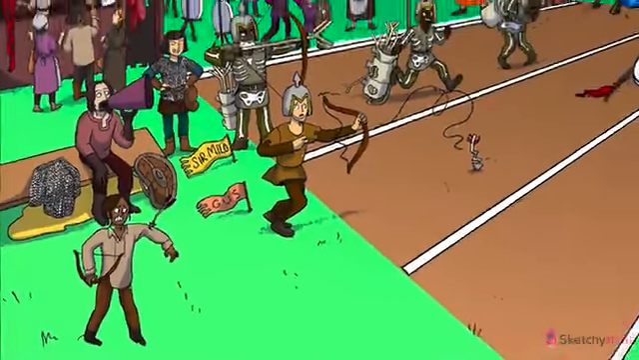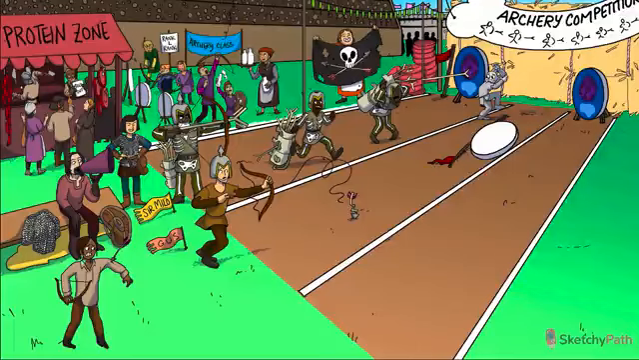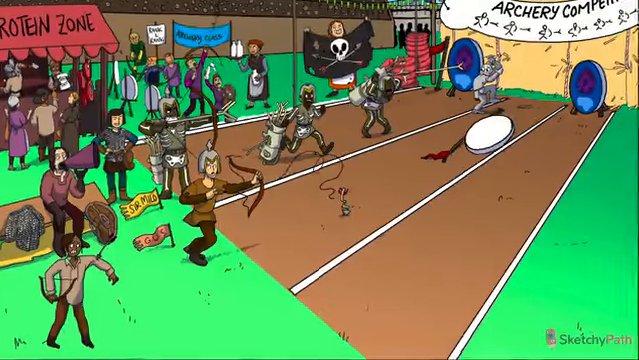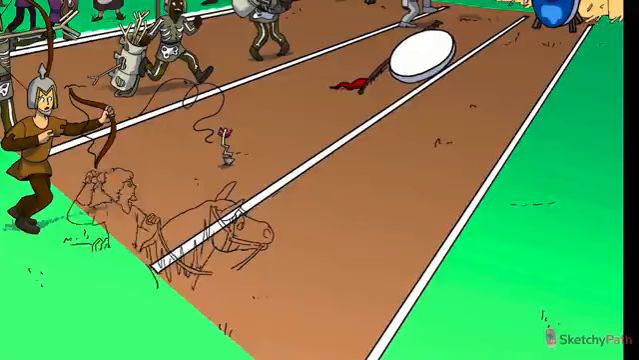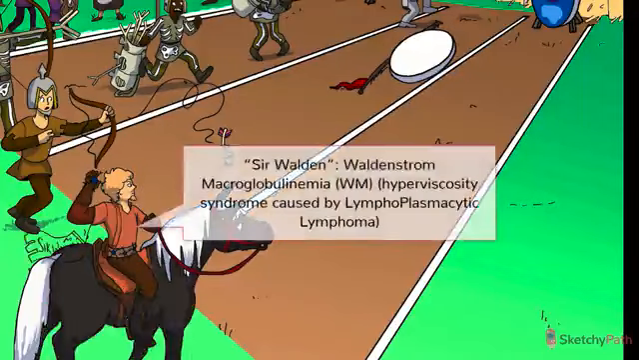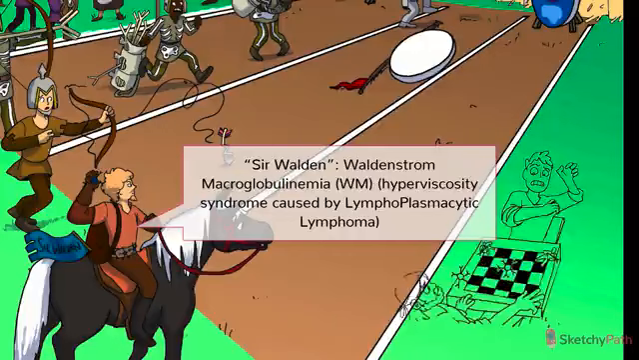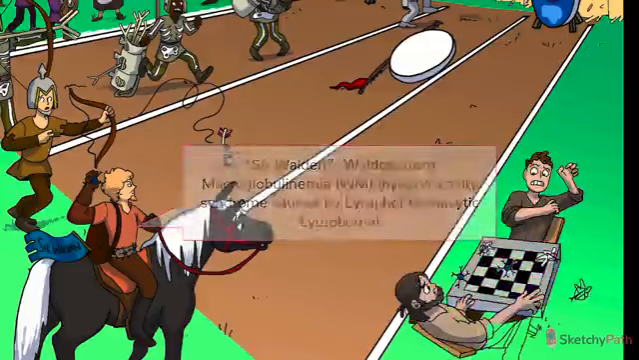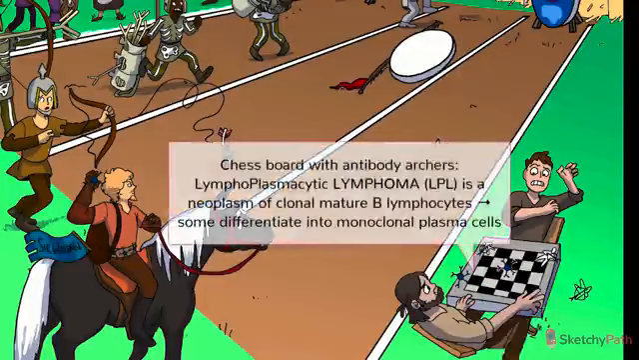Well, that's it for multiple myeloma, the biggie when it comes to plasma cell dyscrasias. Now let's meet our last competitor, depicting one more plasma cell neoplasm. Introducing Sir Waldenstrom, the embodiment of lymphoplasmacytic lymphoma, which can cause a condition called Waldenstrom macroglobulinemia. Whenever we talk about lymphoma, we bring in our chessboard symbol, which is meant to evoke an image of B-cell archers or T-cell knights abnormally congregating together.